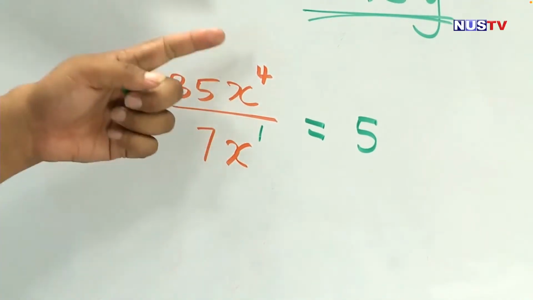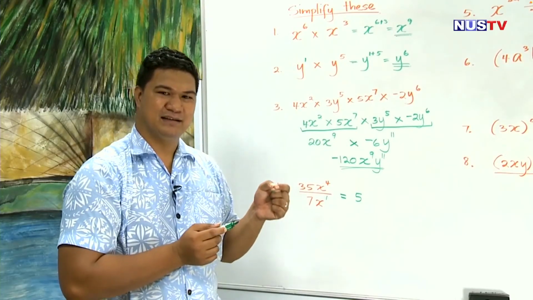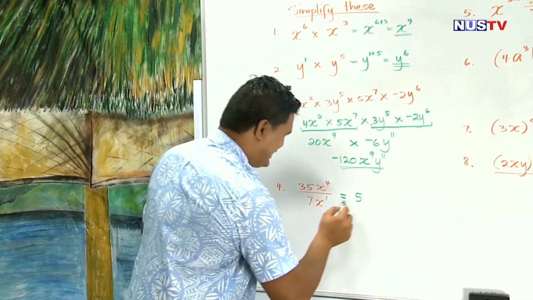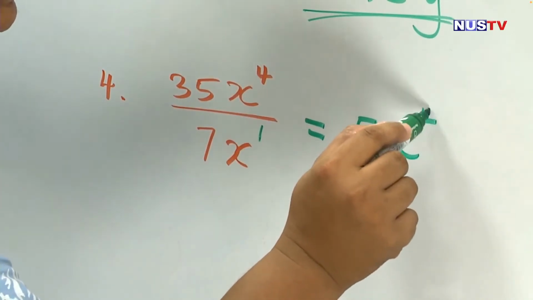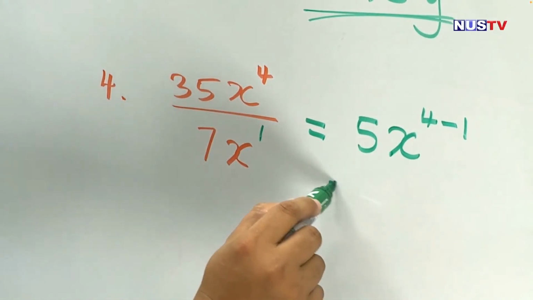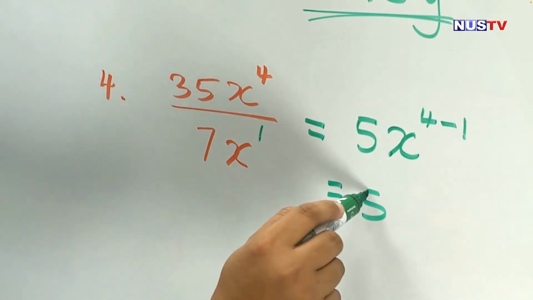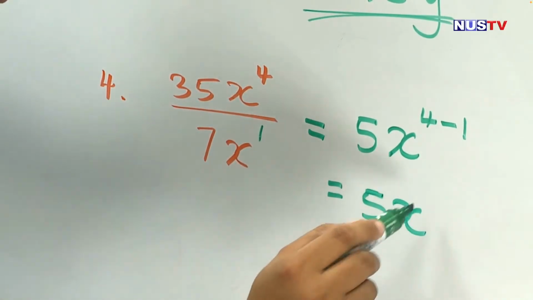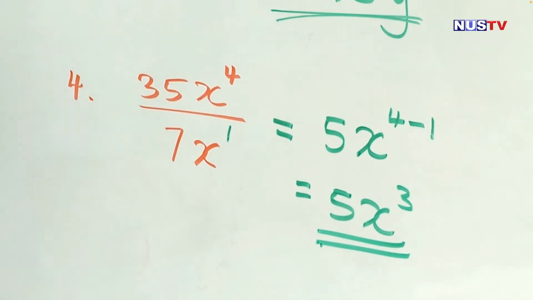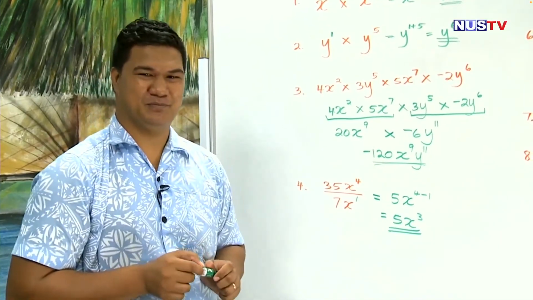So because we are dividing the variable x, our rule number 2 says when we divide the terms with the same base, we minus the power. So now we have x to the power of 4 here, and then take away 1. So the answer for our number 4 in a simplified form will be 5x to the power of 3. And that is the answer for our number 4.